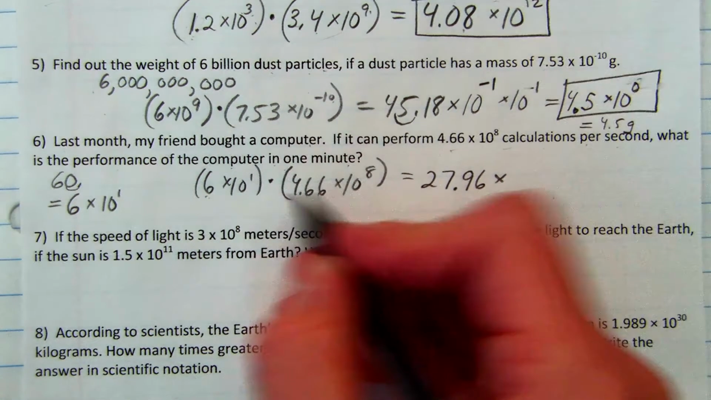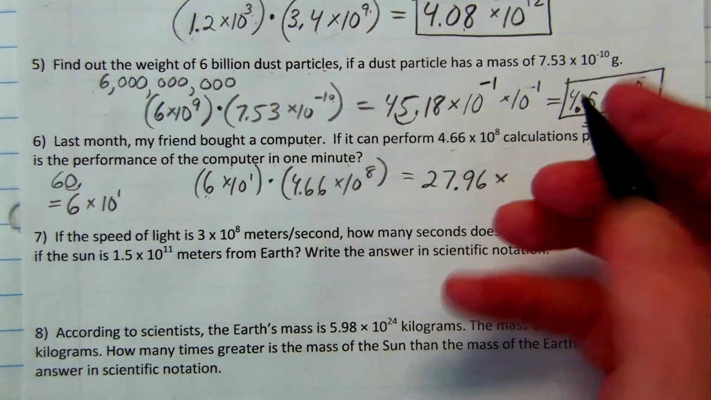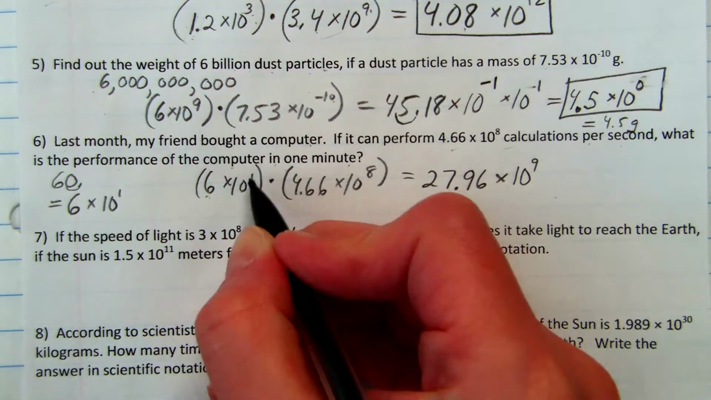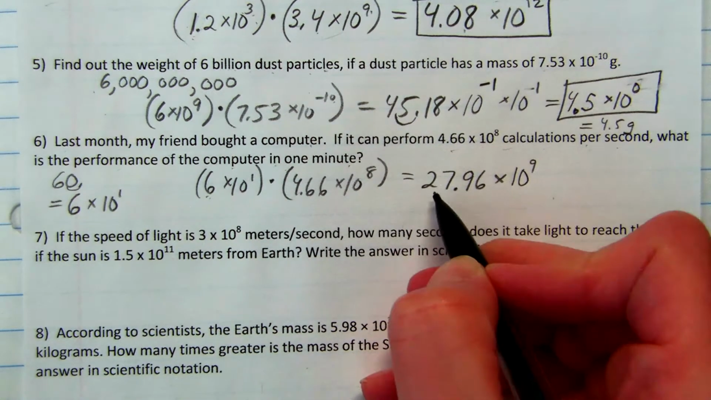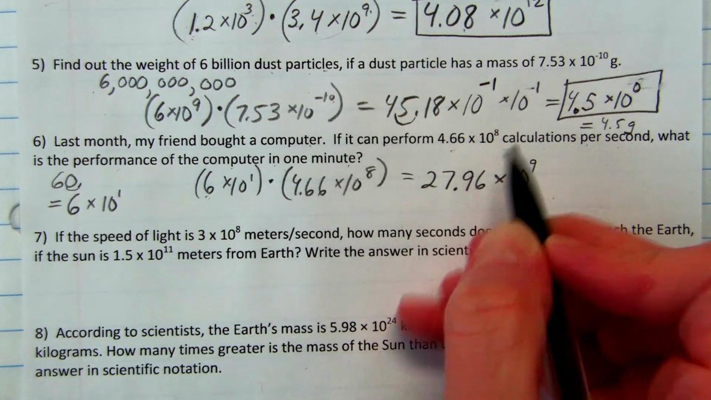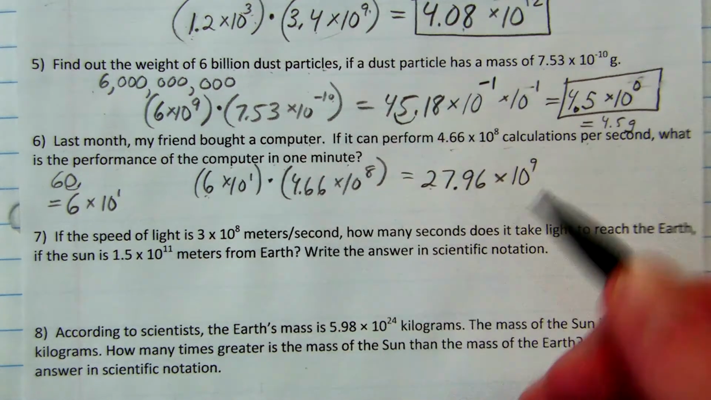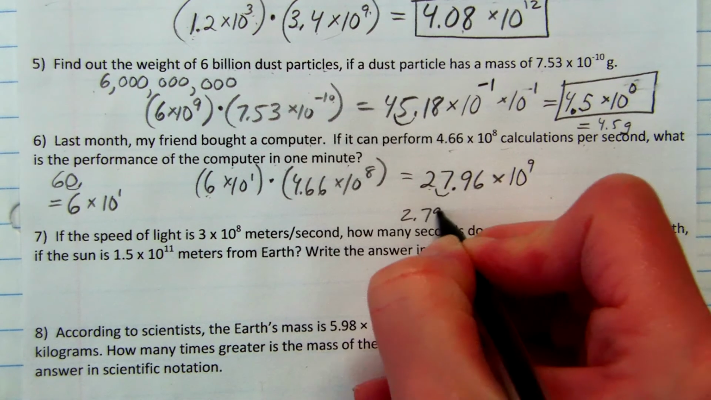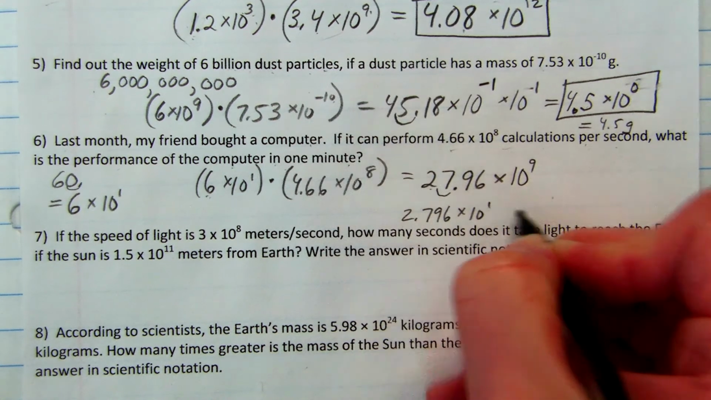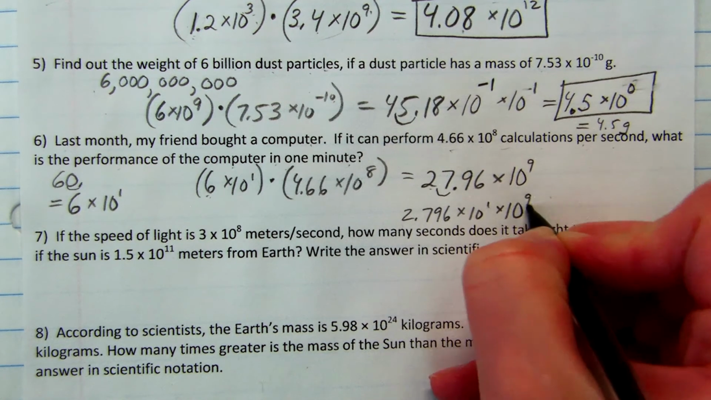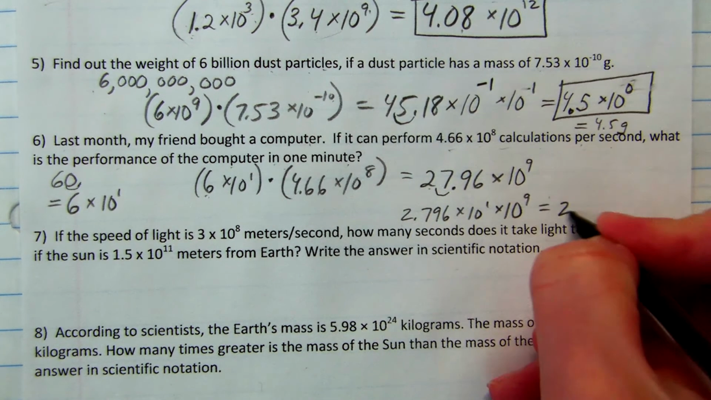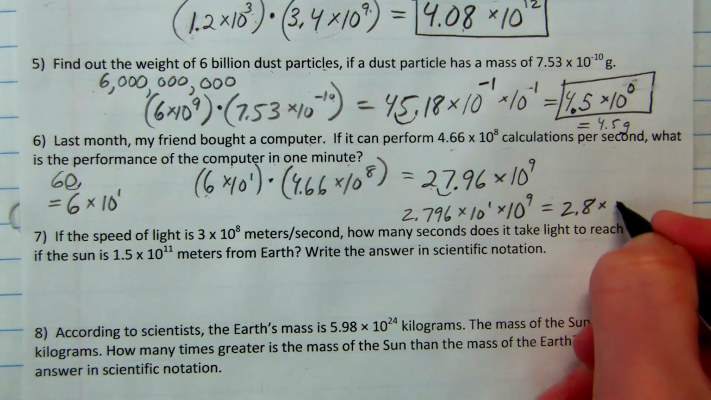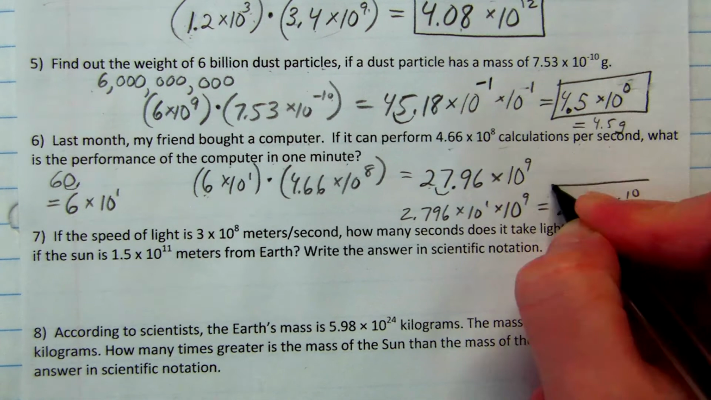And what's my power of 10 to start with? To the 9th, because I add 1 and 8 together to get 9. And this is not scientific notation because 27 is bigger than 10. So I have to move that over, and that'd be 2.796 times 10 to the first times 10 to the 9th. So 2.796 times 10 to the 10th. I think we'll round it off to 2.8. I'm getting tired of writing all those decimals. And then 10 to the 10th.